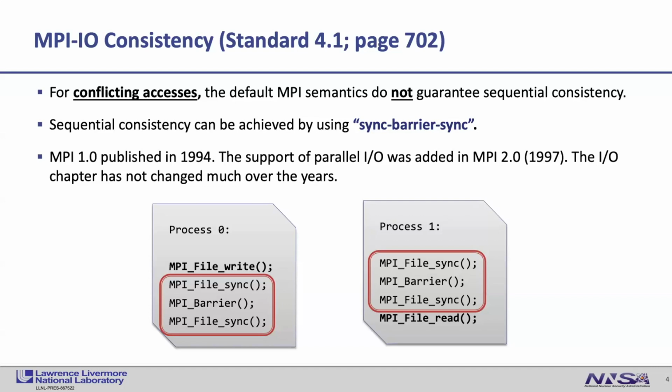The MPI standard doesn't provide sequential consistency like POSIX. It gives you a weaker model for better performance. So if you want to do read after write, or any conflicting I/O accesses from different processes, you cannot just use a single barrier to make that happen. You need to use what is called sync-barrier-sync. You need to do an MPI file sync, then a barrier, then another MPI file sync in between the write and read for the read to see the update. So you need to use this special sync-barrier-sync construct in your MPI-IO code.